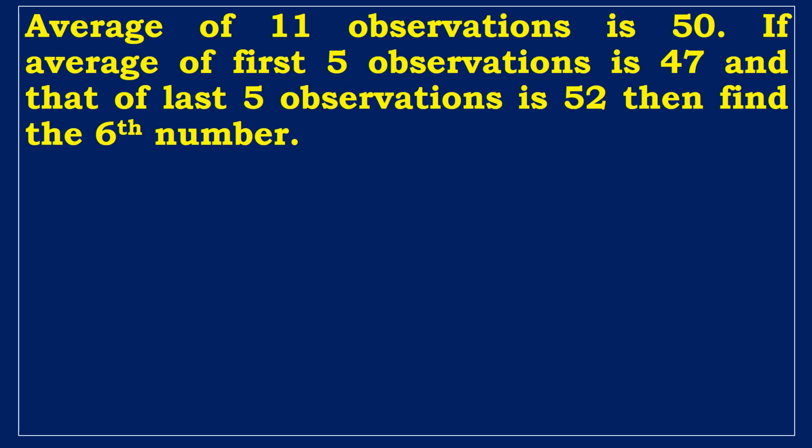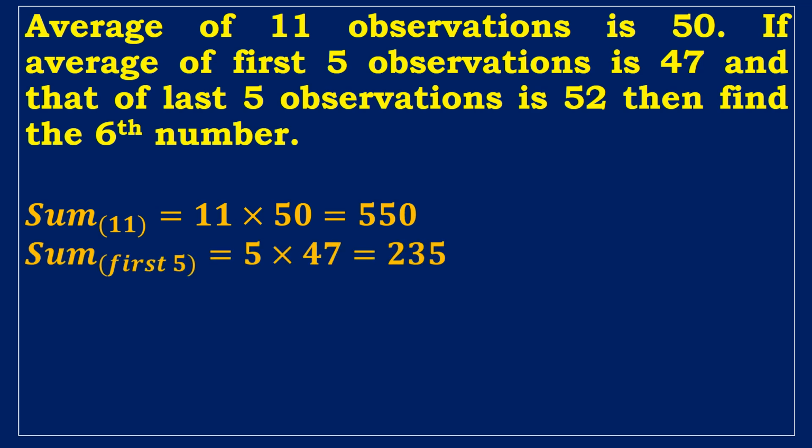We can find the sum of the 11 observations: 11 into 50, which is equal to 550. Now, we can find the sum of the first 5 observations: 5 into 47, which is equal to 235. Also, we can find the sum of the last 5 observations: 5 into 52, which is equal to 260.